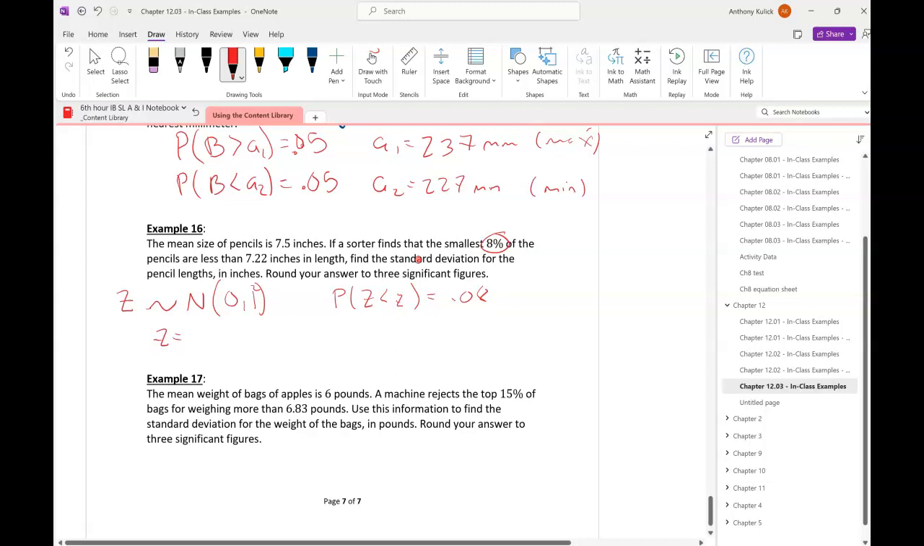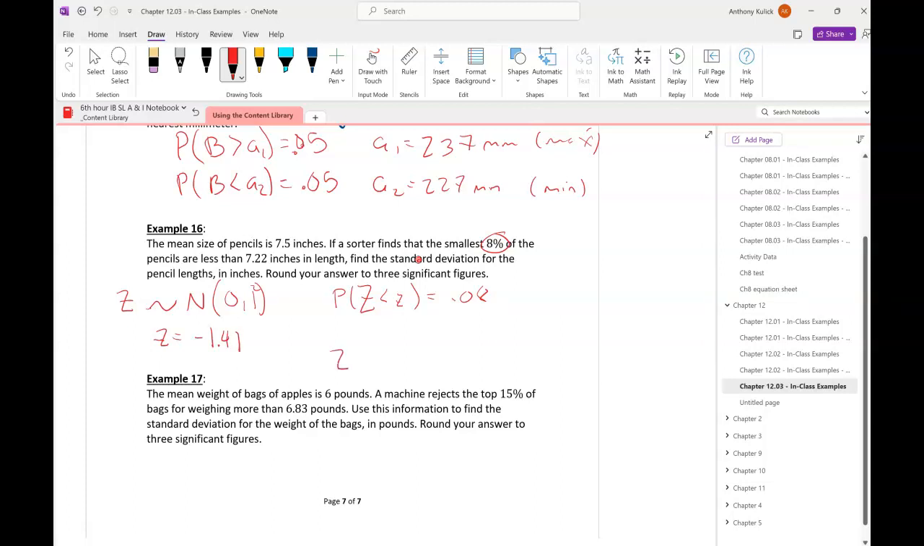So do I put this in my calculator? Correct. Okay, so would the area be 0.08? Yes. And then the mean is 7.5? Nope. Oh, we're doing a standard normal, so the mean is 0 and the standard deviation is 1. Okay. Then it's less than, so you do left. Correct. And negative 1.41. Okay. Now that's your Z score, right?